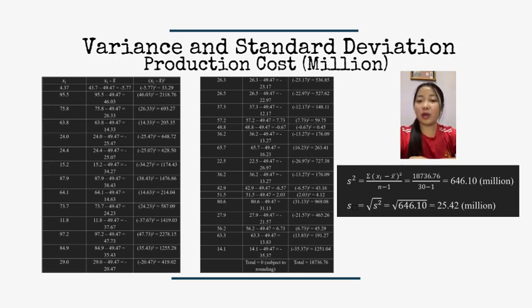After that, the sum of squared deviations is 18,736.76, and dividing this by 30 minus 1 gives the variance for production cost, which is 646.10. The standard deviation is the square root of variance, and the answer is 25.42.